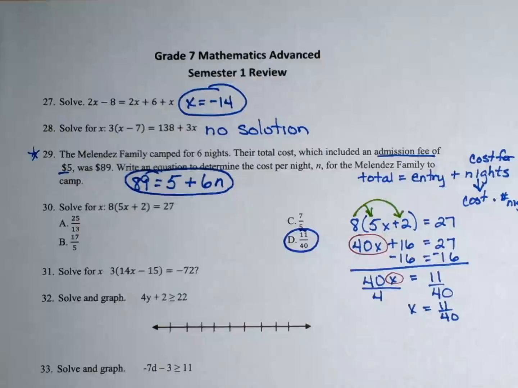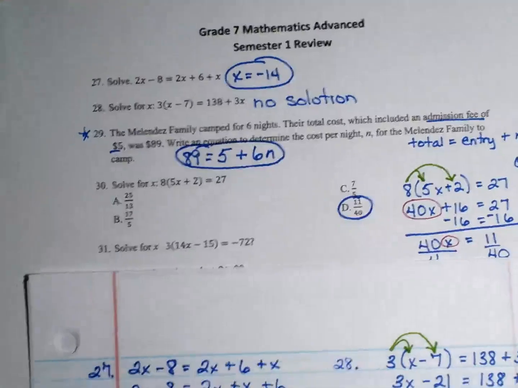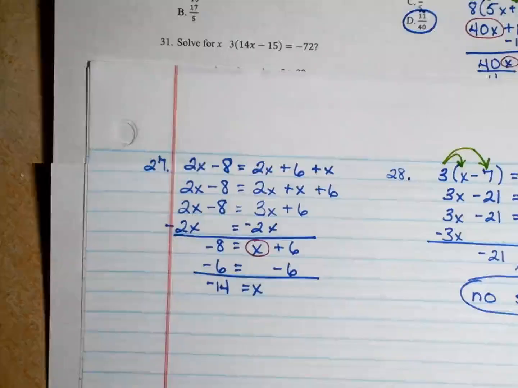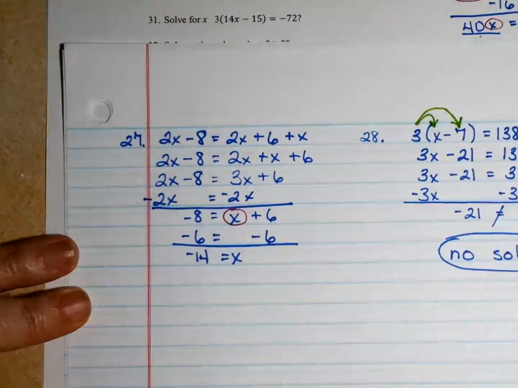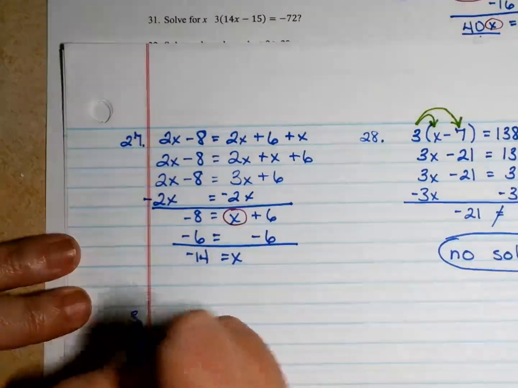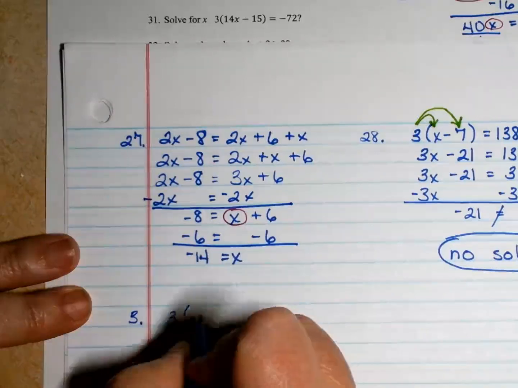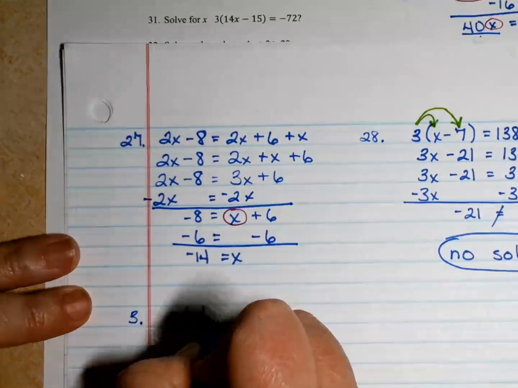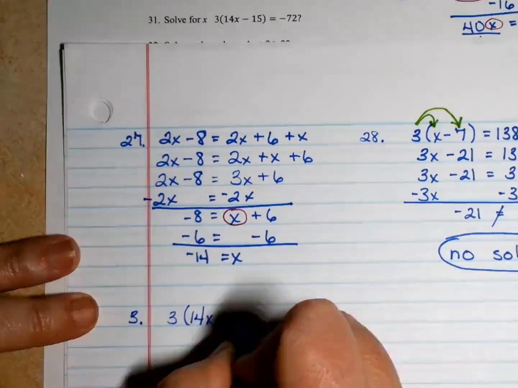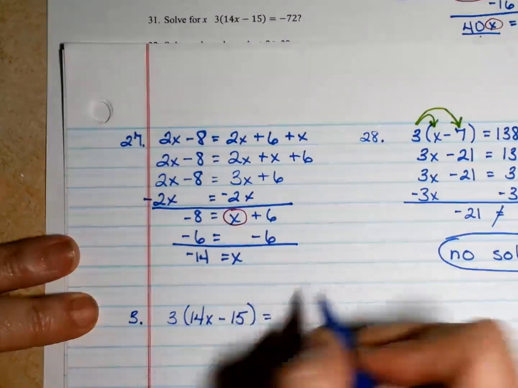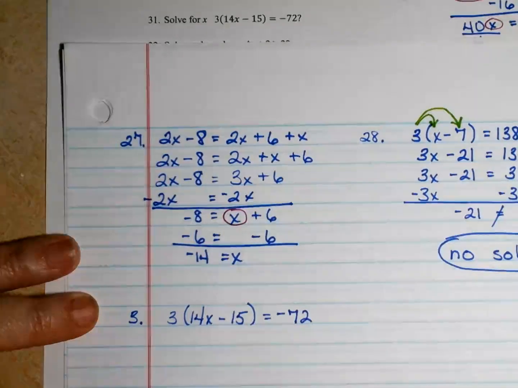All right, number 31. I am out of space to work on the sheet, so I'm going to grab a piece of notebook paper. All right, let's look at number 31. They want me to solve for x, and my problem is 3 times the quantity 14x minus 15 equals negative 72.